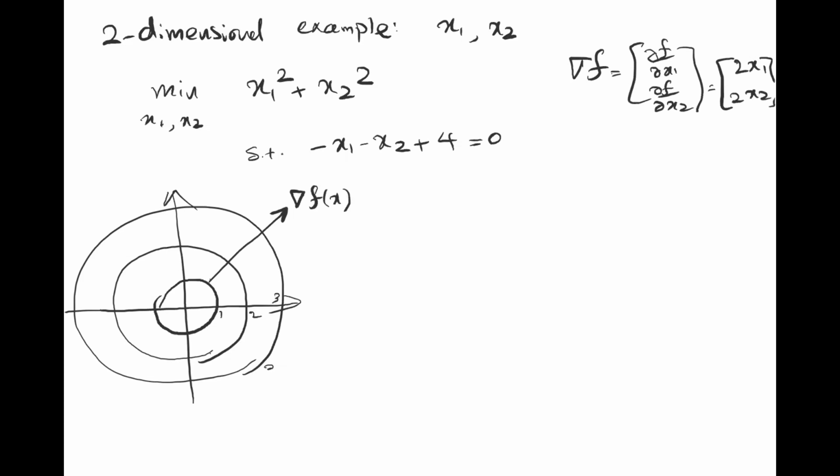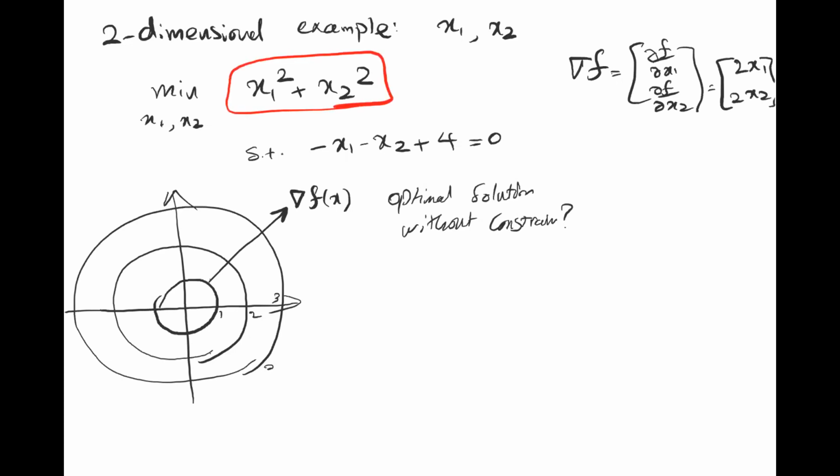All right, so let's ignore the constraint for a moment. We want to see what's the optimal solution without the constraint. So what's the answer? The optimal solution, or the minimum value of this function without any constraints, is at x1 equal to x2 equal to 0, and f of x1 and x2, which is x1 squared plus x2 squared, is 0 as well.